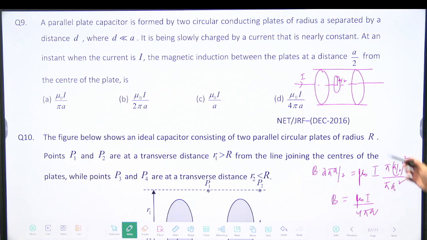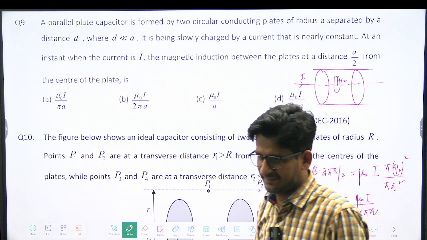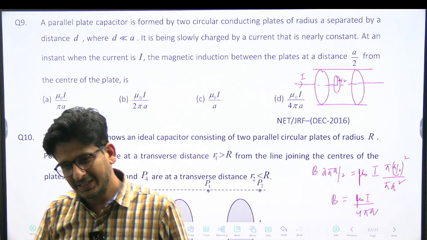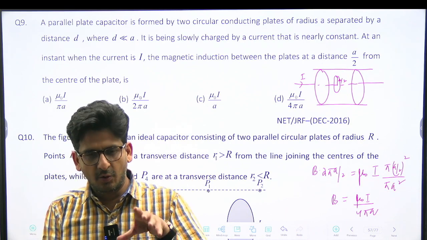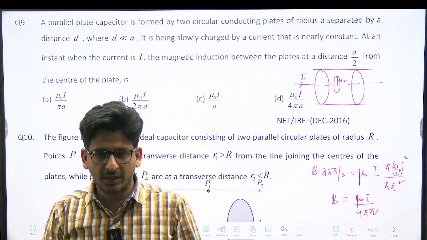If you calculate just outside, then B is equal to mu naught I upon 2 pi a, because then the whole cross section will have the total current I.